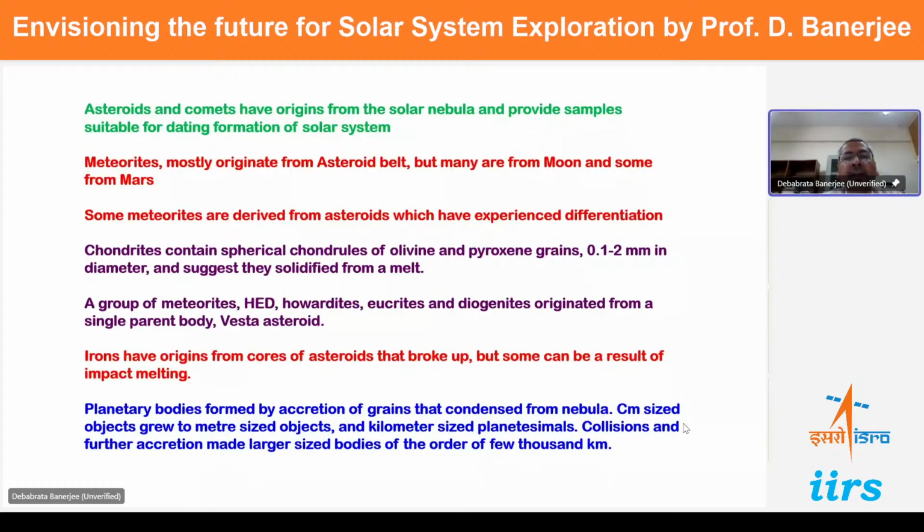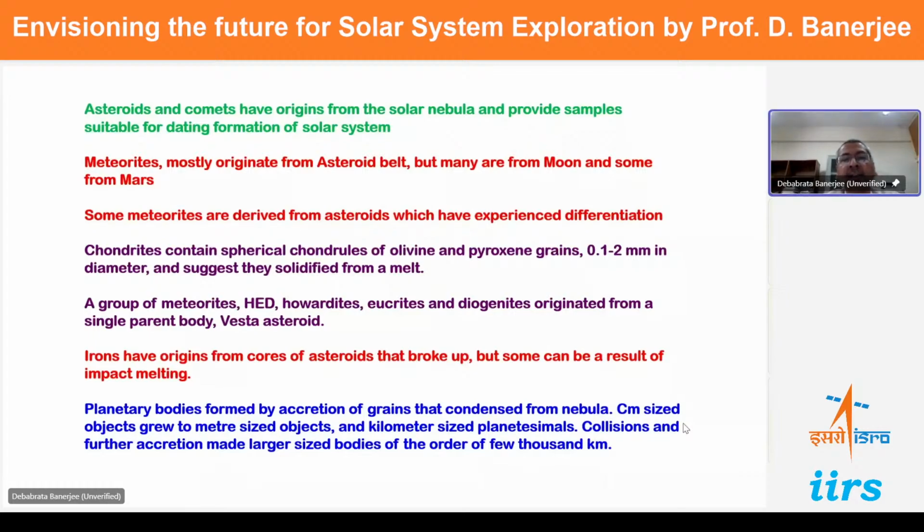So some meteorites are derived from asteroids, and they have experienced differentiation. So differentiation: the heat of accretion melts, or radioactivity, for example aluminium-26 present in the early solar system, is a heat source, and therefore you have had melting, and this results in differentiation in large asteroids. And so it is a differentiated body. Okay, so there's a term called differentiation, which is also relevant in the case of the Moon and other planetary objects and Earth as well.